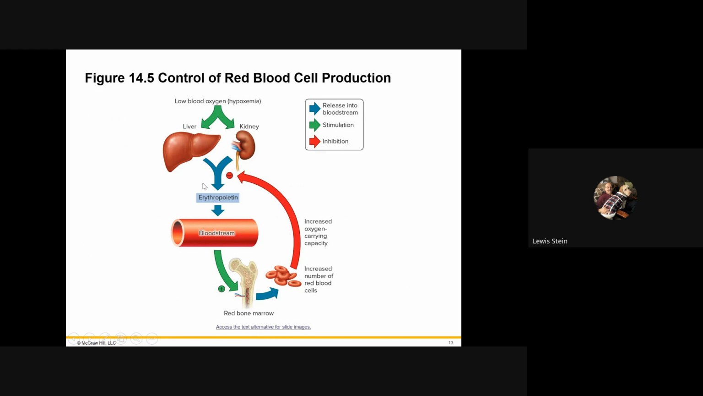So you have anything, whether it's the liver, and it's mostly the kidney, the liver has a much lesser role, that will implicate it. So if it's low, the kidney will act more, it gets to the bone marrow, make more, feedback.